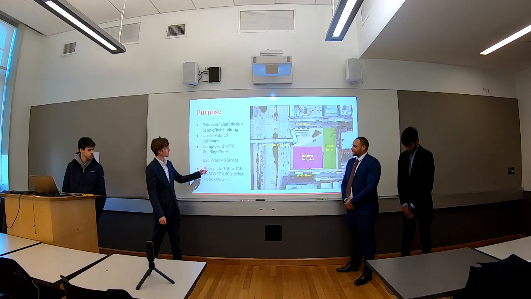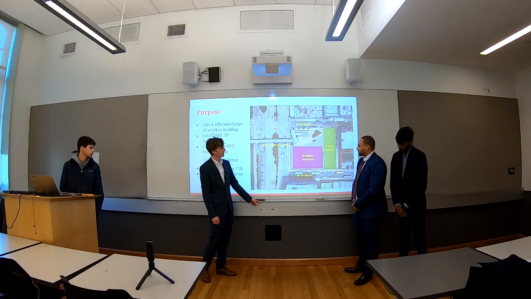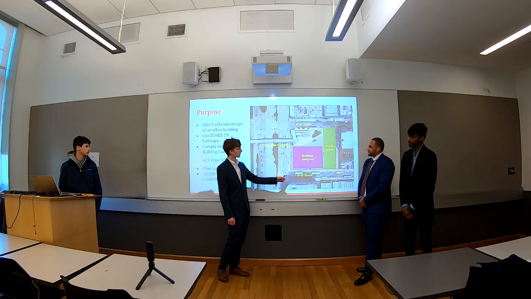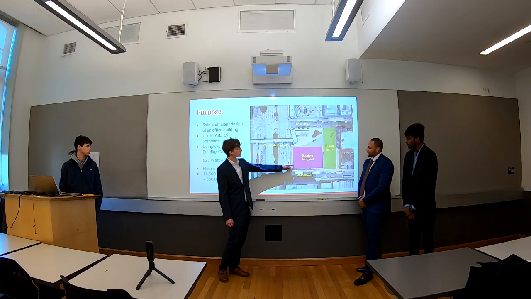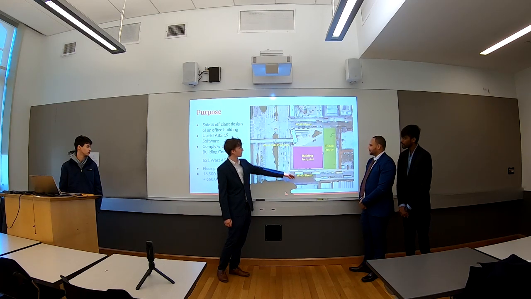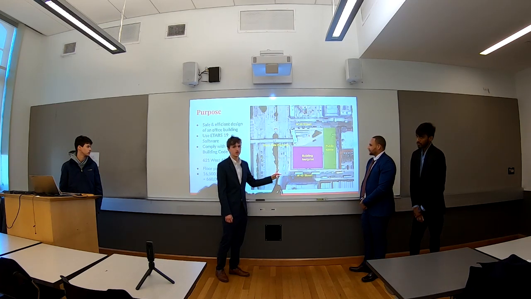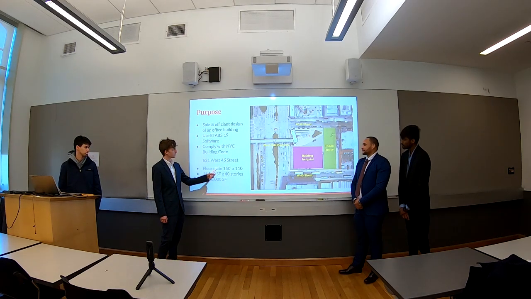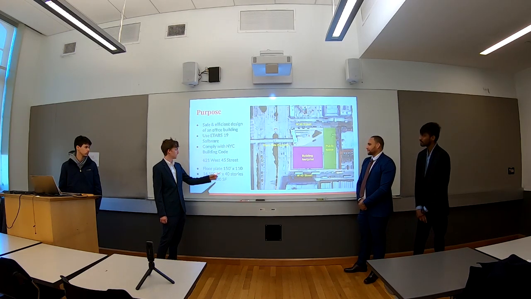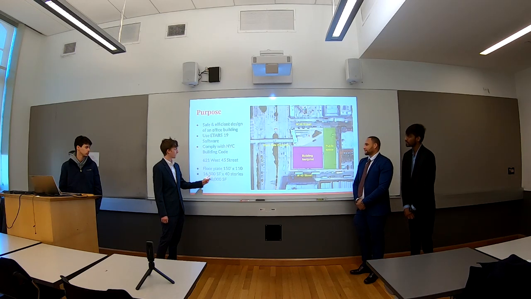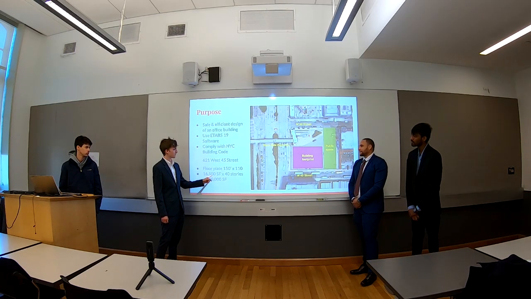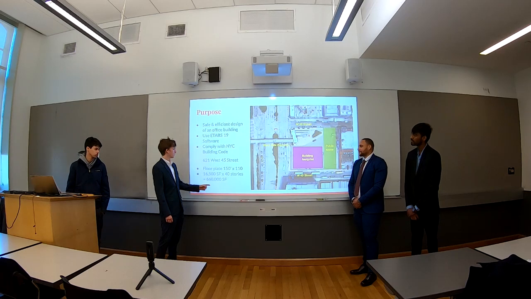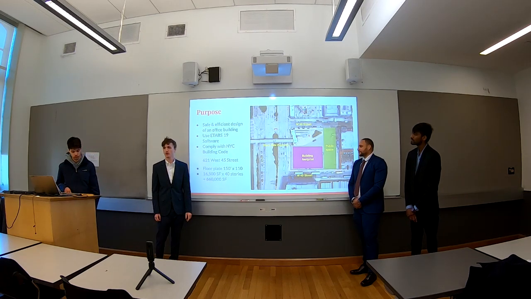So our site is 621 West 45th Street, which is currently a parking lot. This will be the footprint of our building, and it's between 45th and 46th Street on the west side of Manhattan. Our floor plate is 150 feet by 110 feet, and there's 16,500 square feet per floor, which is 660,000 square feet for the entire 40-story building.